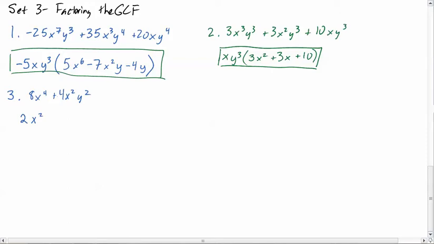All right, now y's, there's no y's common, so we'll just leave it as such. 8 divided by 2 is 4.